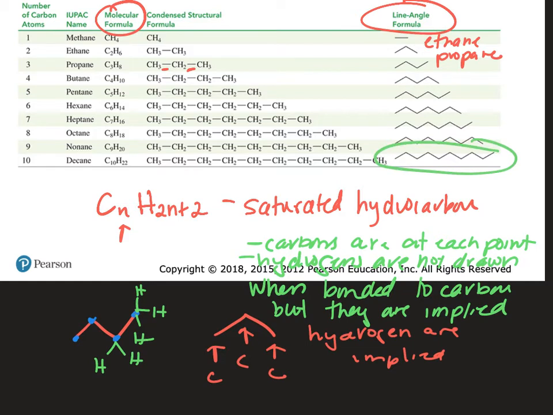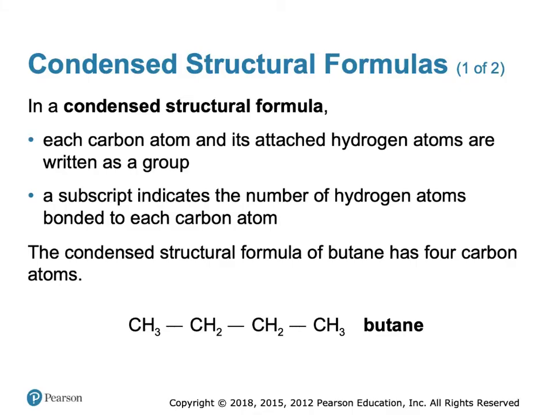This is decane. There's 1, 2, 3, 4, 5, 6, 7, 8, 9, 10 carbons there. And on each of those carbons are hydrogens. On the ends, you'll have 3 hydrogens, and then in the middle, at each of those points, you'll have 2 hydrogens. When you have a condensed structural formula, each carbon atom and its attached hydrogen atoms are written as a group. The subscript indicates the number of hydrogen atoms bonded to each carbon.